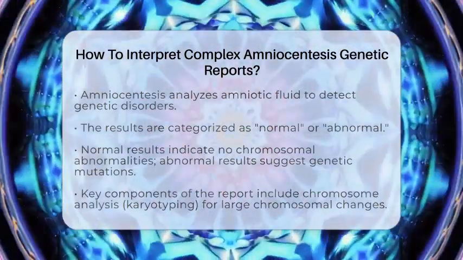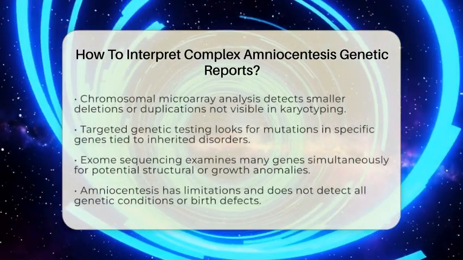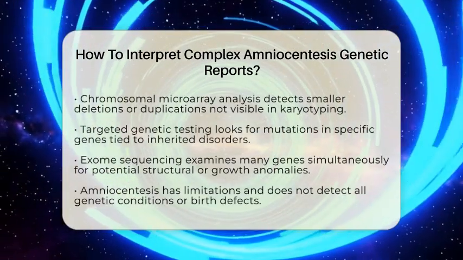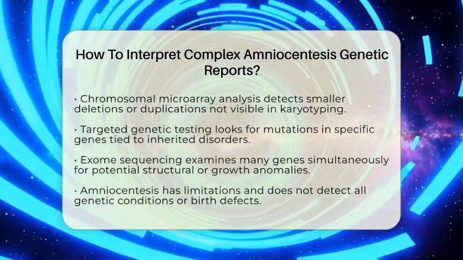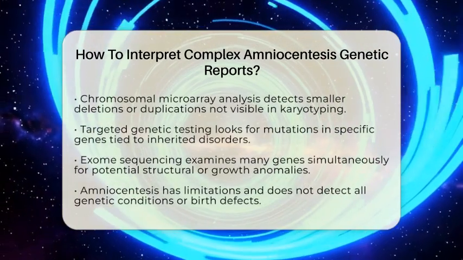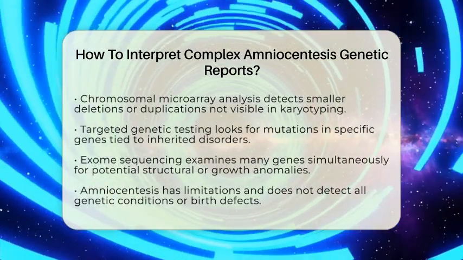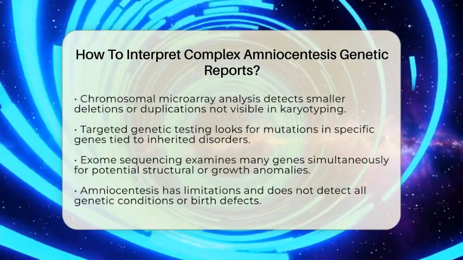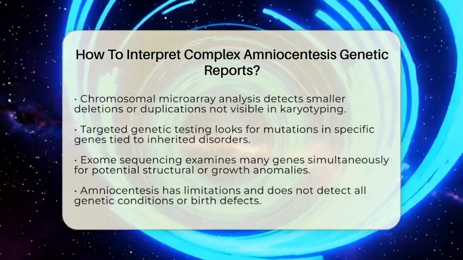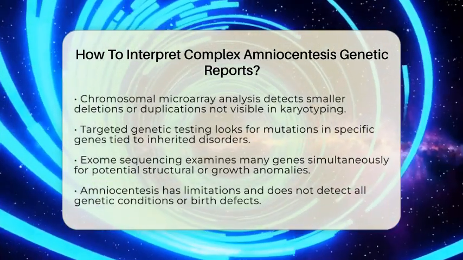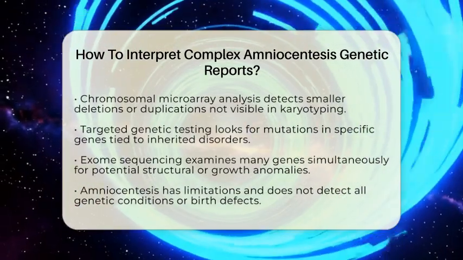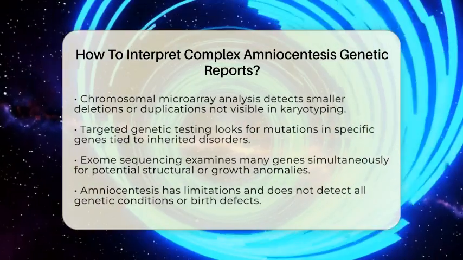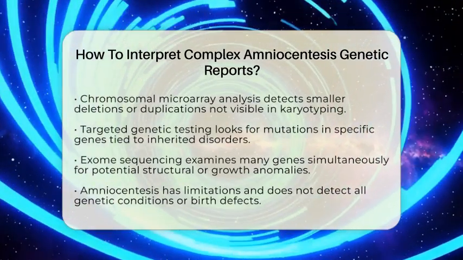When you receive your report, there are several key components to look for. First, chromosome analysis, also known as karyotyping, detects large chromosomal changes. This part of the report usually provides clear results, either normal or abnormal. Next, there is chromosomal microarray analysis, which identifies smaller chromosomal deletions or duplications that may not be visible through karyotyping. This analysis can reveal copy number variants, which may or may not have clinical significance.